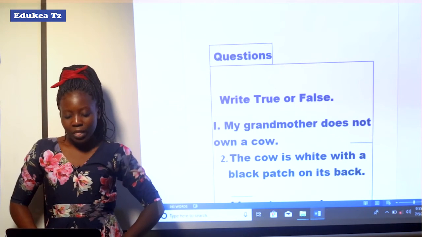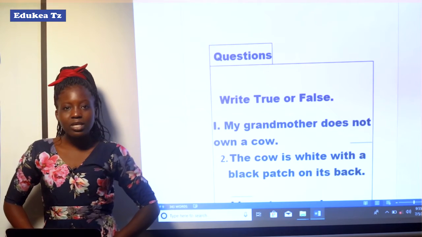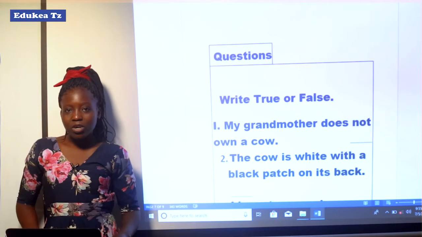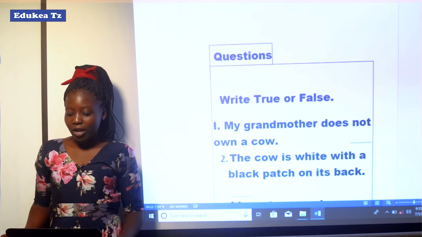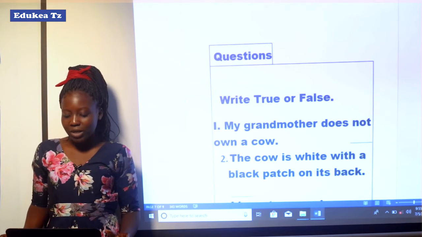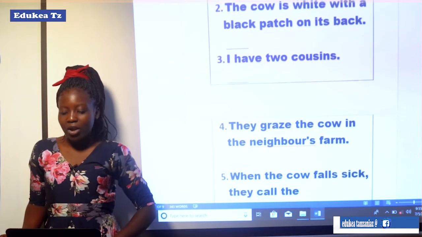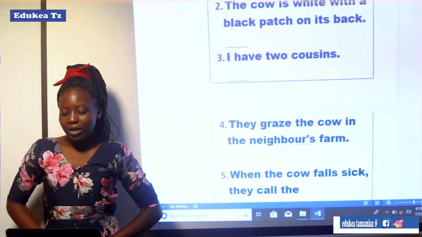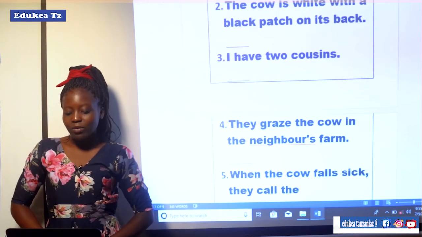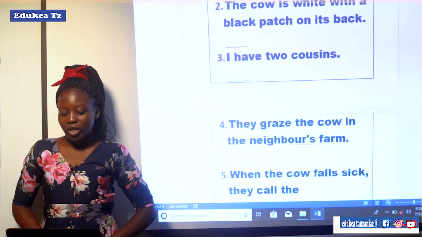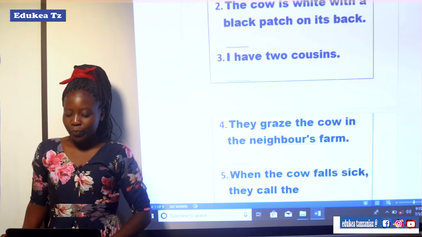Question number 1. My grandmother does not own a cow. So you will read this statement, and if you feel it is correct, you will choose your answer and write. And if it is incorrect, you also choose an answer and write it in order to complete that statement. Question number 2. The cow is white with a black patch on its back. Question number 3. I have 2 cousins. Question number 4. They graze the cow in the neighbor's farm.